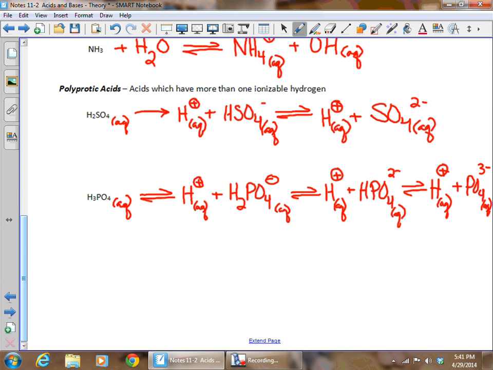Now I will tell you, before you panic, if you get a polyprotic acid on a worksheet or a test, these will be extra credit opportunities for you. If you can show the ionization of these types of compounds, these types of acids, you can get extra credit for it.